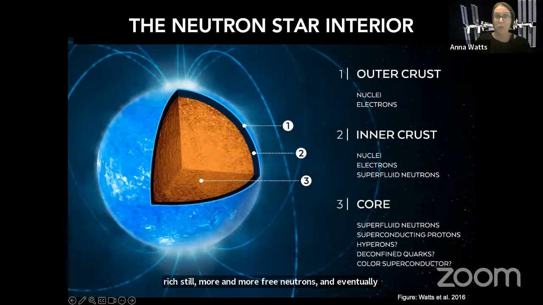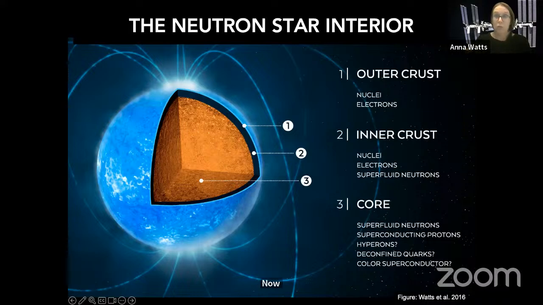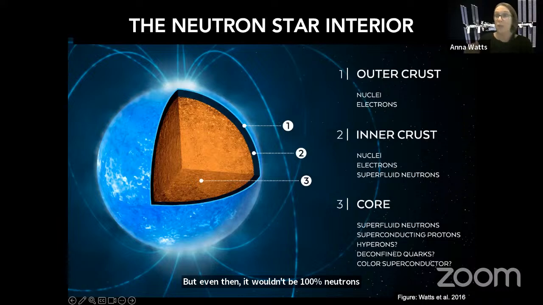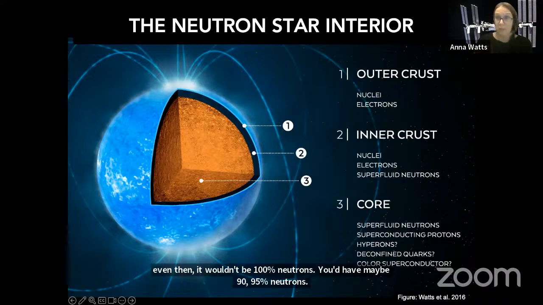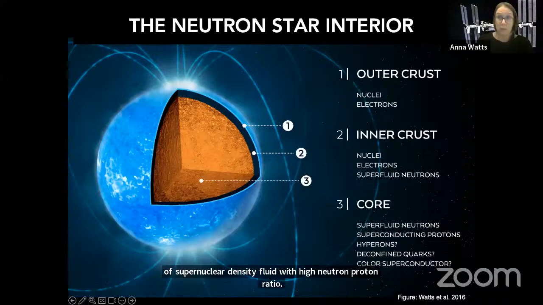Now, the composition of the core is really quite unknown at the present time. It could well be that the core of the neutron star is indeed mostly neutrons. But even then, it wouldn't be 100% neutrons. You'd have maybe 95% neutrons, with protons, muons, and electrons in the mix as well, a kind of supranuclear density fluid with high neutron-proton ratio. But there are many more interesting possibilities as well.